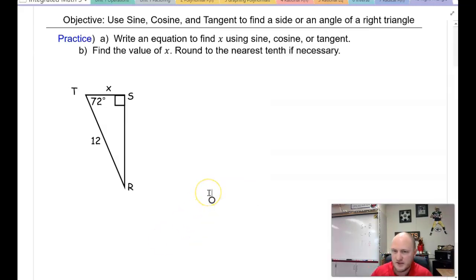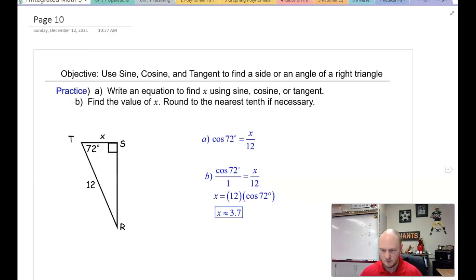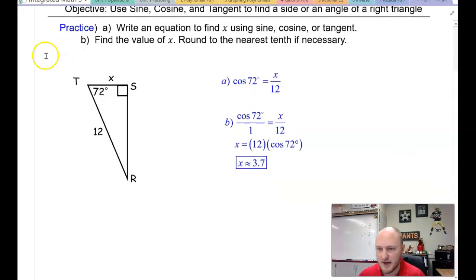Here is the solution. So this is involving adjacent and hypotenuse. So this is cosine. Cosine of 72 is equal to x over 12. That's part A. All right, if you have not solved it, go ahead, pause the video now and solve it. Here are the solutions. So this is approximately 3.7. So x, this side length, is approximately 3.7 units.